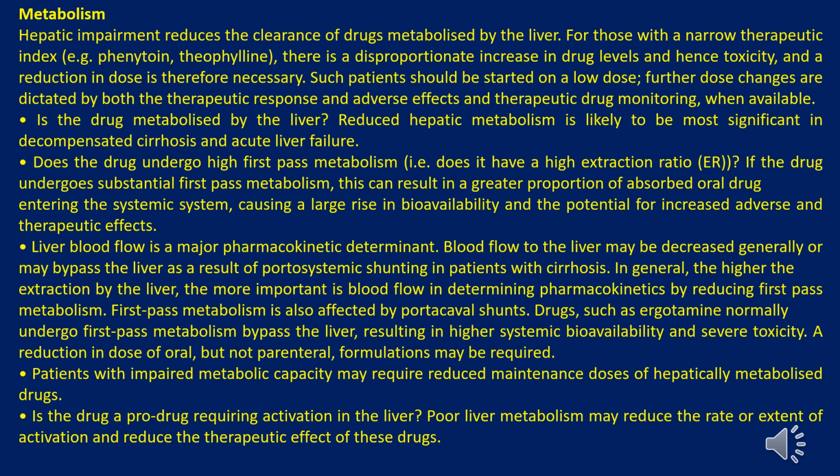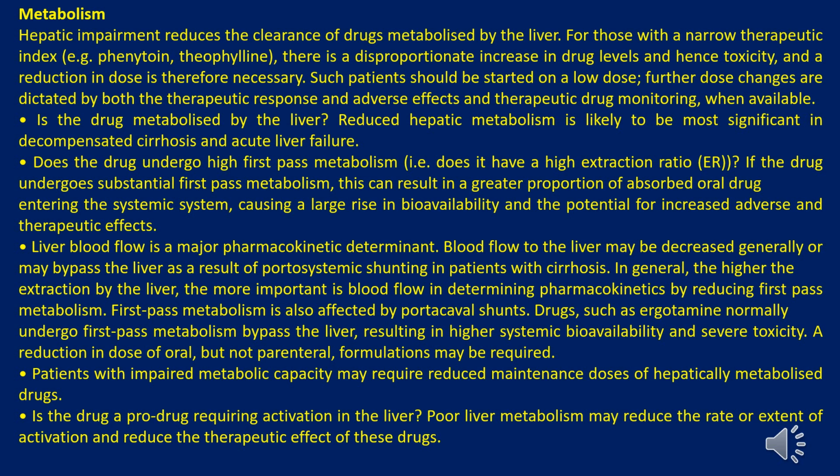1. Is the drug metabolized by the liver? Reduced hepatic metabolism is likely to be most significant in decompensated cirrhosis and acute liver failure. 2. Does the drug undergo high first-pass metabolism, i.e. does it have a high extraction ratio (ER)? If the drug undergoes substantial first-pass metabolism, this can result in a greater proportion of absorbed oral drug entering the systemic circulation, causing a large rise in bioavailability and the potential for increased adverse and therapeutic effects. 3. Liver blood flow is a major pharmacokinetic determinant.